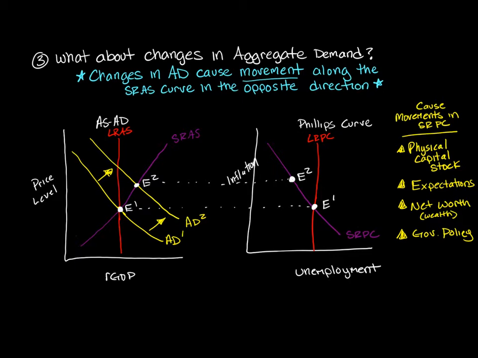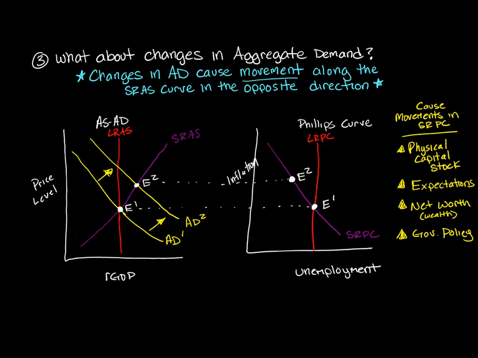So to pull all of this together, shifts in short-run aggregate supply cause shifts in the short-run Phillips curve. Shifts in long-run aggregate supply cause shifts in the long-run Phillips curve, and shifts in aggregate demand cause movements along the short-run Phillips curve, but not shifts.